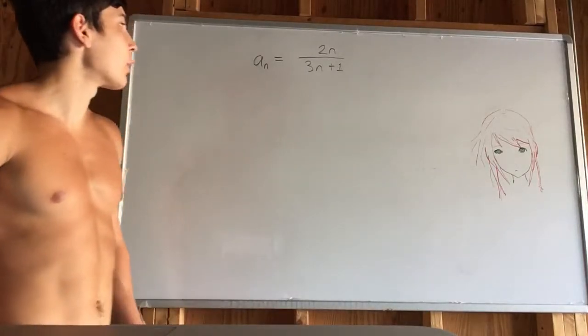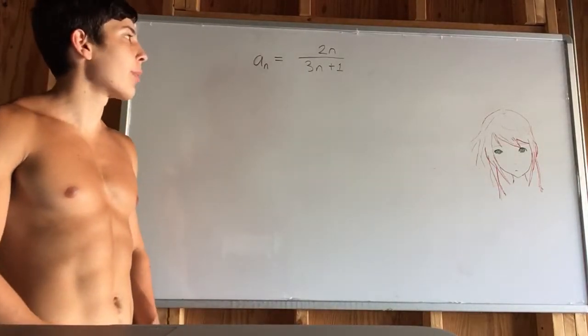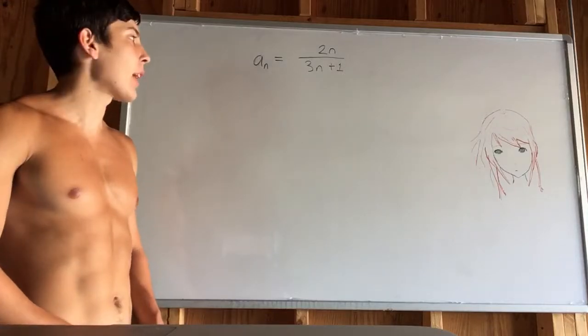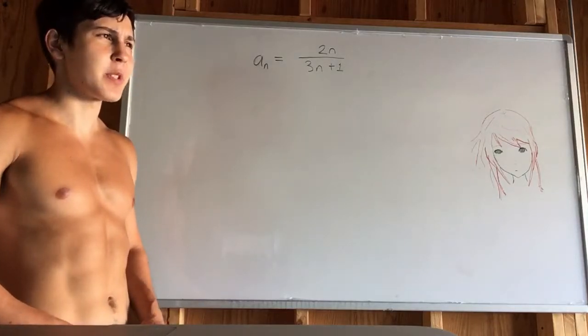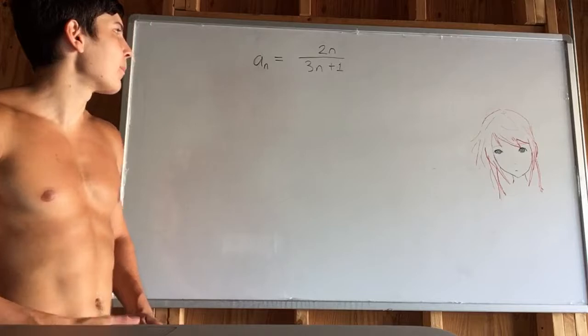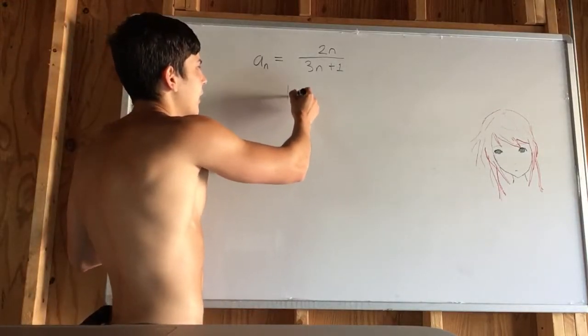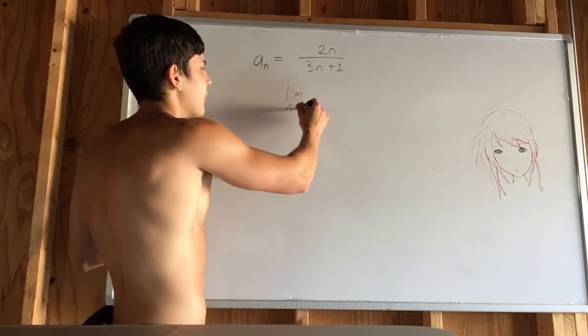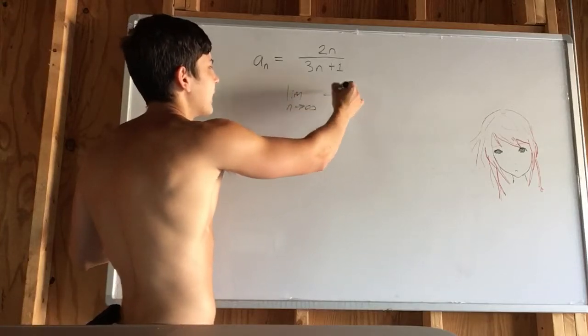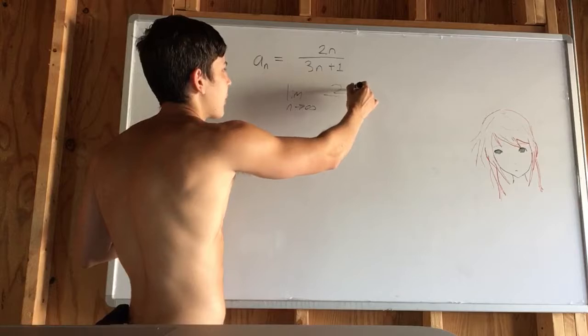Okay, we've got a sequence, 2n over 3n plus 1. And we have to find out if this converges or diverges. The way we find that is by taking the limit as n approaches infinity. So the limit as n approaches infinity is going to tell us if this converges or diverges.